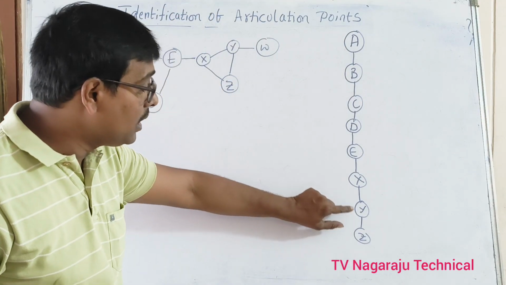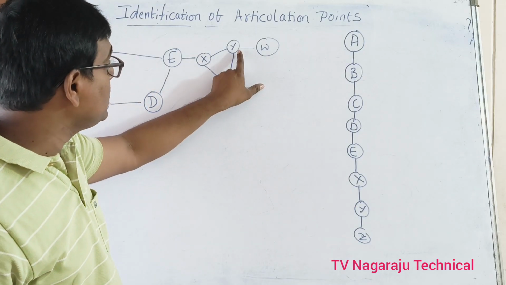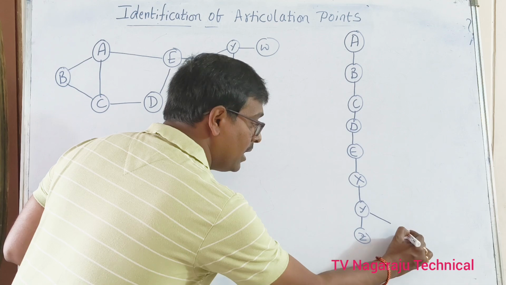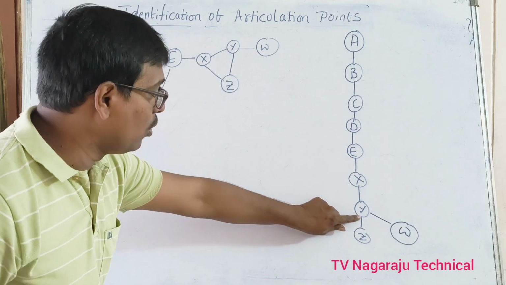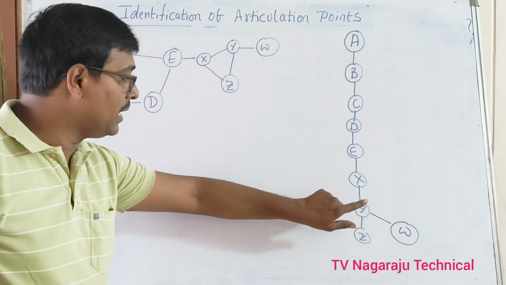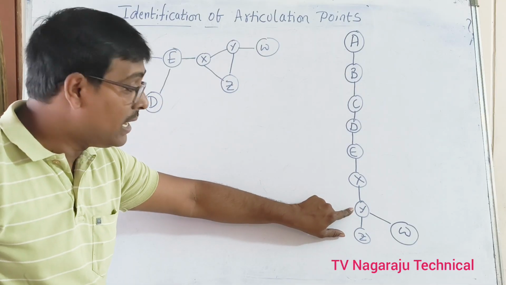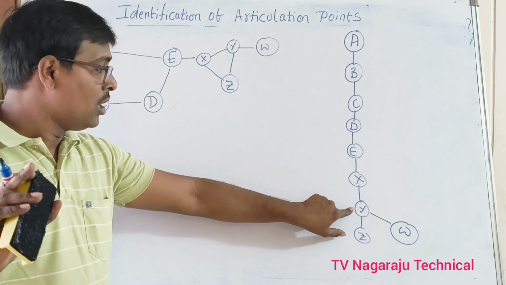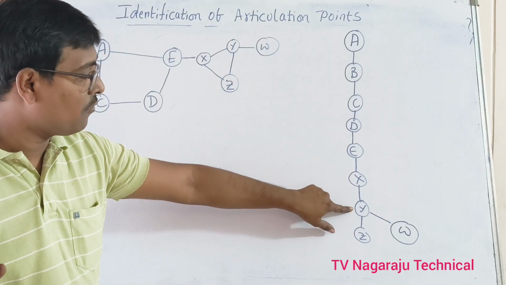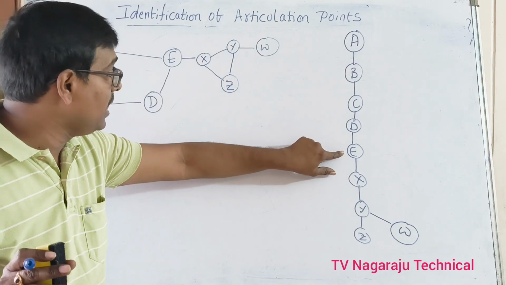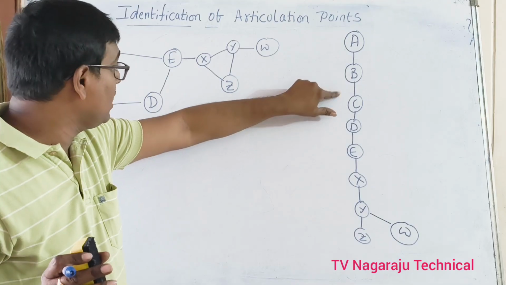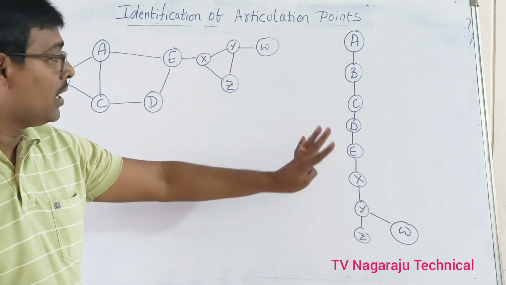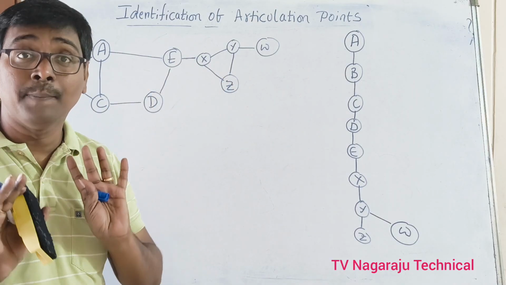What is the parent of Z? Y. Is there any other child of Y? Yes, one more child of Y: W. Now W is also completed. Backtrack to Y. Any other child of Y? No. Remember, always look for unvisited children. There is no unvisited child of Y. And then X, E, D, C, B, A. All the vertices are visited. Now my DFS tree is completed.